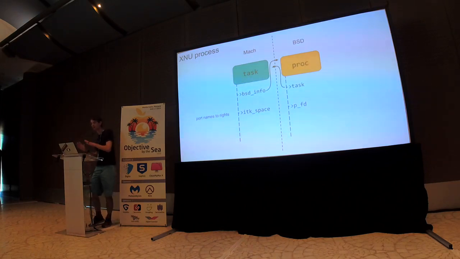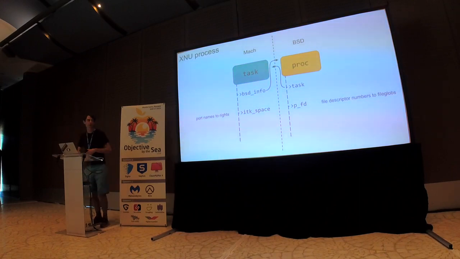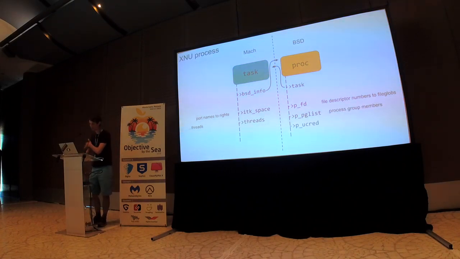And then you have a similar abstraction in the BSD world for file descriptor numbers, right? So you have file descriptor numbers which go from a number, which is just an index in your per process table, to a fileglob structure, which is a similar kind of abstraction level to an IPC port. There's a bunch of other stuff, so, you know, Mach deals with threads, BSD deals with process groups and credentials and loads of other stuff, and Mach is responsible for VM map.